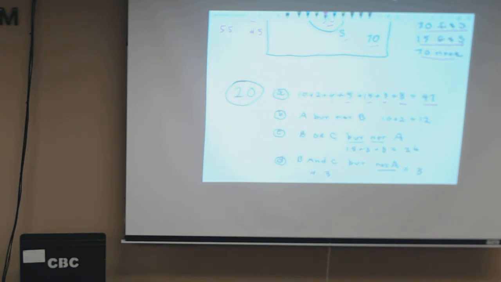B. How many buy product A but not B? How many people buy product A? 10, 2, 4, and 5. So I have 10. Product A is 10, 2, 4, and 5. But not B. What's in B? 4 and 5. Everybody follow that? So the answer is going to be 10 plus 2.